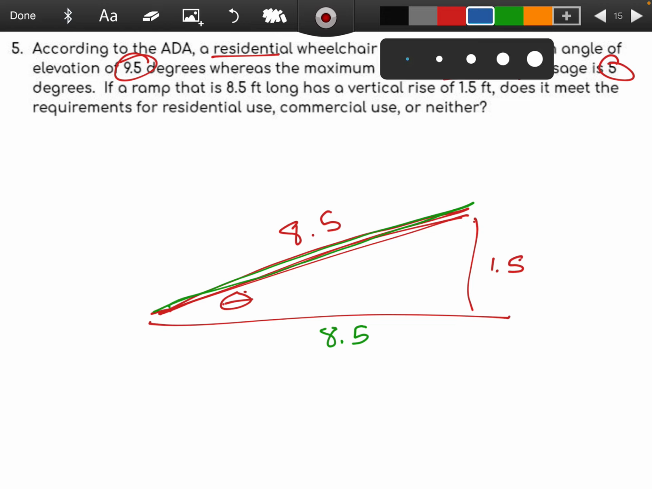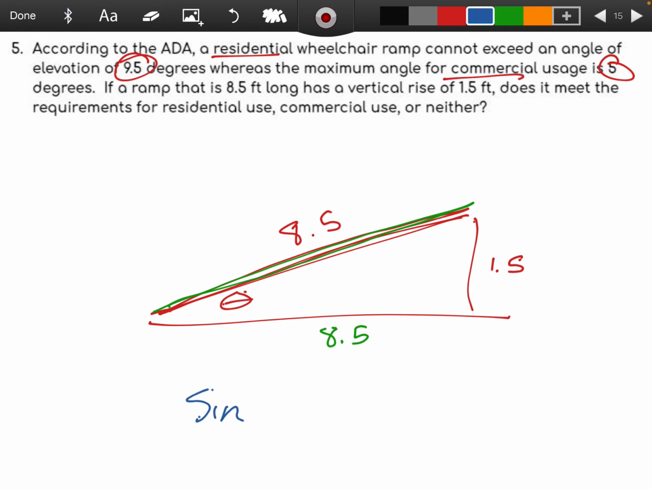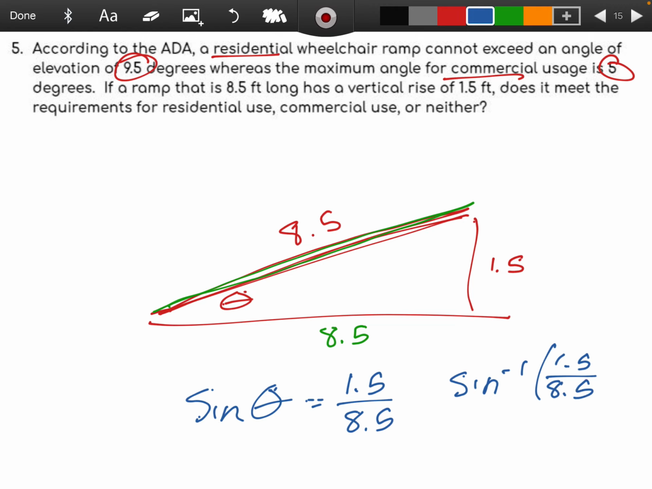For the first one, for theta, it would be sine. So sine theta equals 1.5 over 8.5. Inverse sine, so I'm going to go sine inverse of the ratio. And for the sine one, I'll get 10.2 degrees. So that fails on both ends.